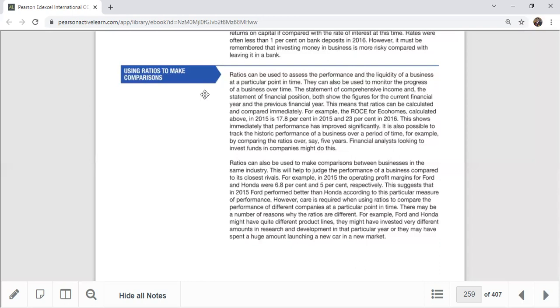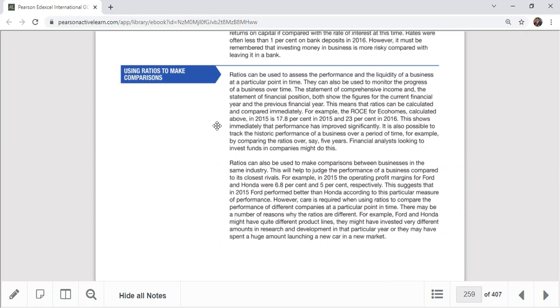However, care is required when using ratios to compare the performance of different companies at a particular point in time. There may be a number of reasons why the ratios are different. For example, Ford and Honda might have quite different product lines. They might have invested very different amounts in research and development in that particular year, or they may have spent a huge amount launching a new car in a new market.